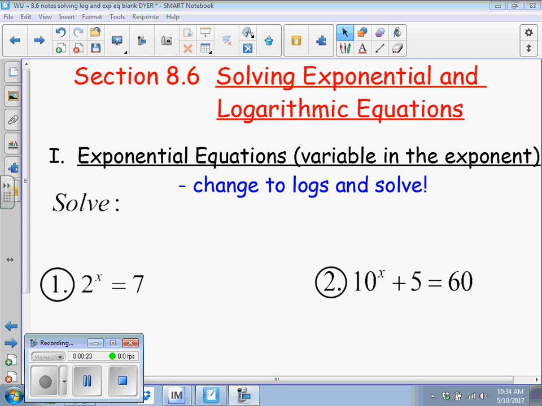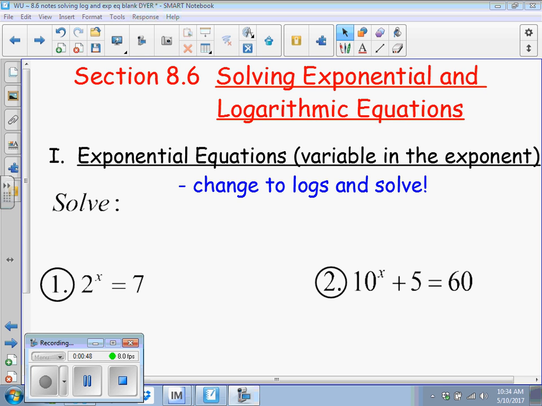So when you have an exponential equation, that means the variable is in the exponent. The variable is trapped up here in the exponent. What you're going to do is change both sides to logs. When you do that, it's going to release that exponent. It's going to separate that exponent from the base and allow you to solve for that variable. Okay? It's the only way.